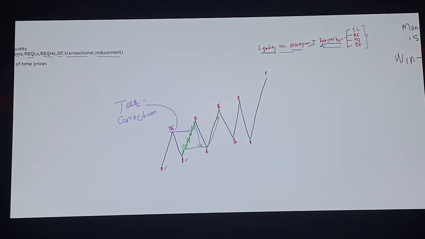So what next? Transaction and liquidity grabbed, correction happened.